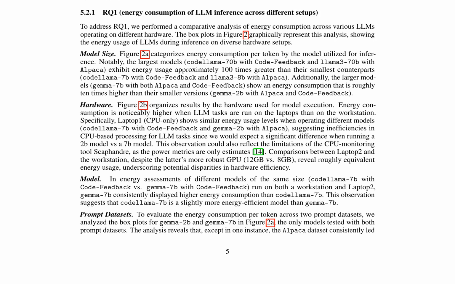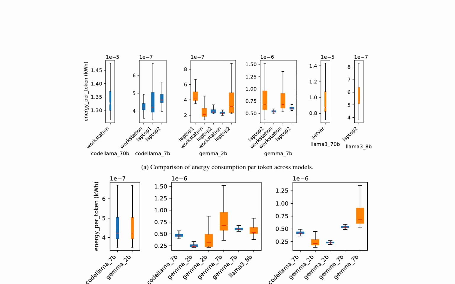However, when comparing models of the same size, differences in energy efficiency are observed. For instance, Llama 7B consistently displays lower energy consumption than Gemma 7B. Prompt datasets also influence energy consumption. The code feedback dataset leads to higher energy use per token compared to the alpaca dataset, likely due to longer response lengths associated with the former.